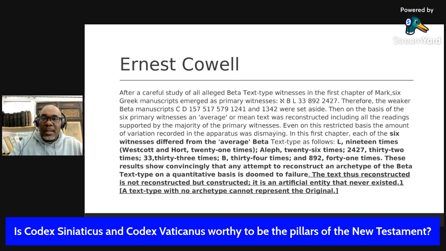So that'll be my next session. It's about the Byzantine stream being the closest to the originals or the autographs.